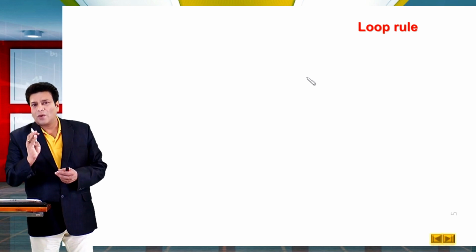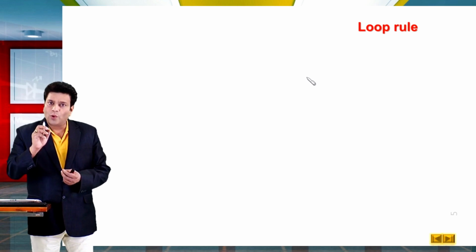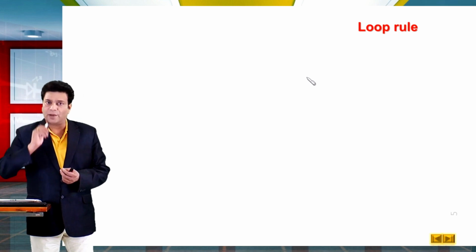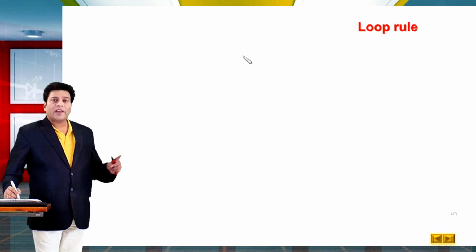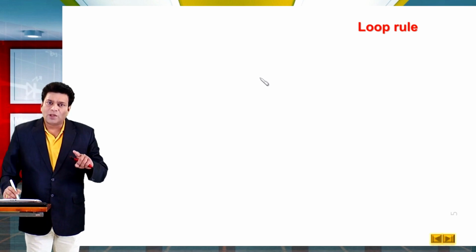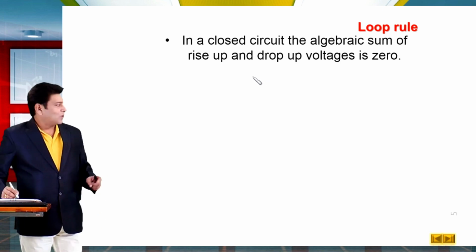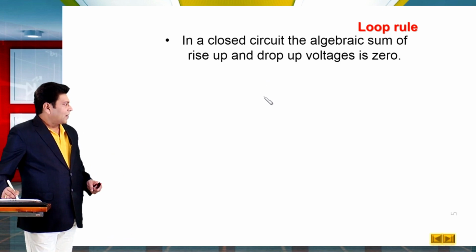We know the junction rule is a conservation of charge principle, and here we can say the loop rule is a conservation of energy principle. So in a closed circuit, the algebraic sum of the rise and drop of voltage should be equal to 0. So let us make a circuit here.